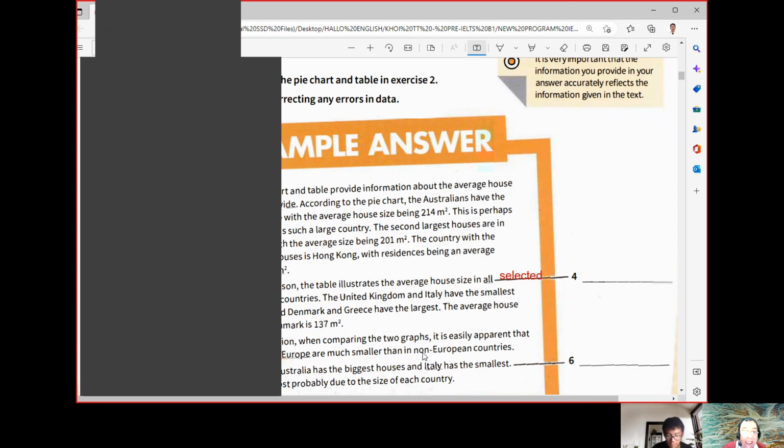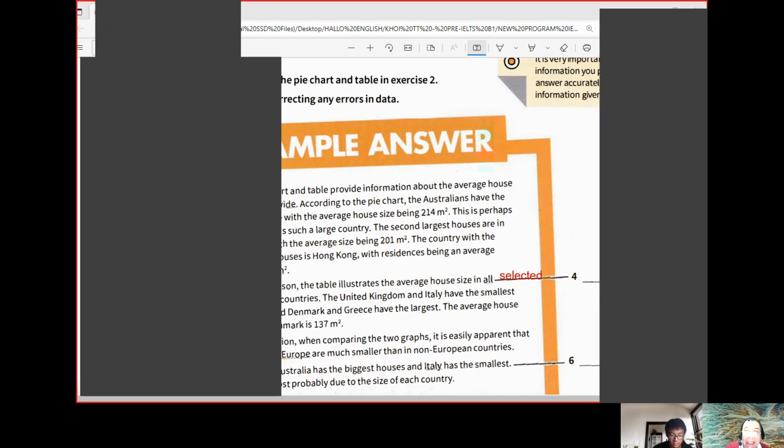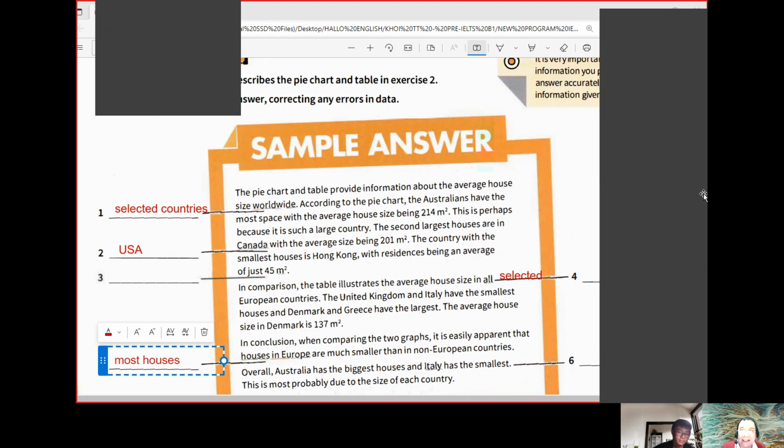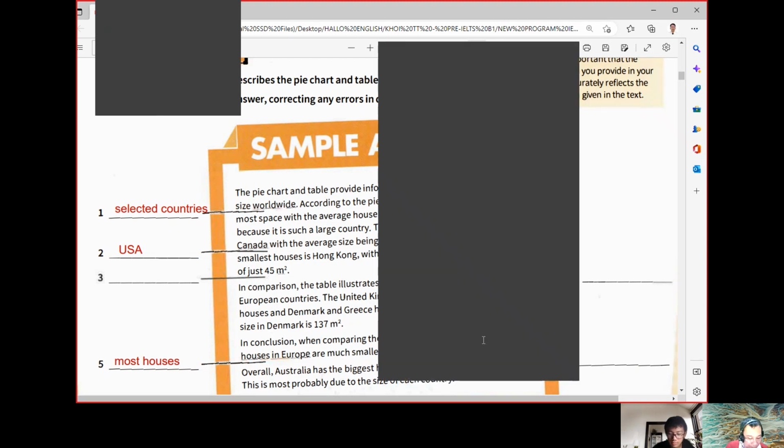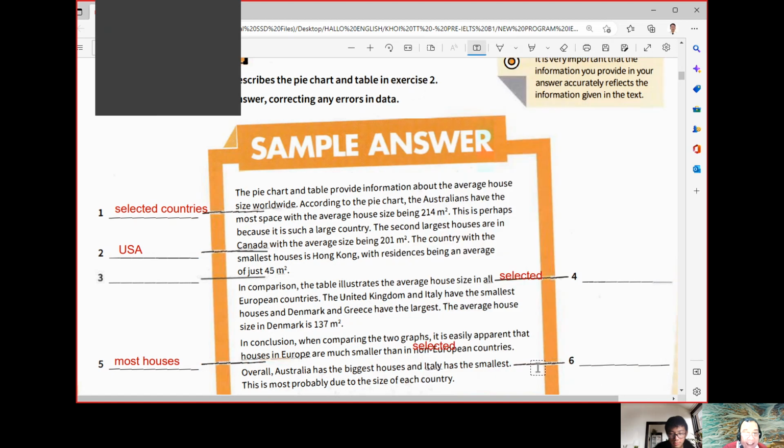It should be done in selected non-European countries. So we need to put selected in here: selected non-European countries.